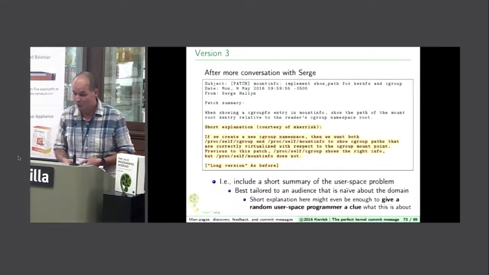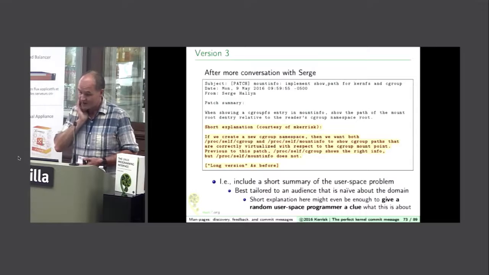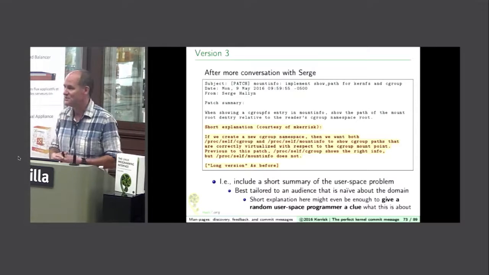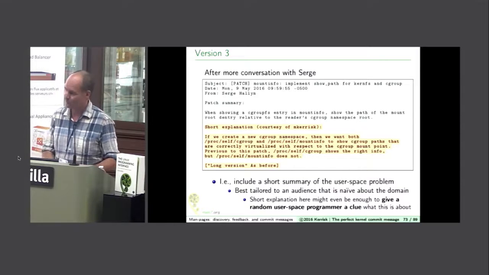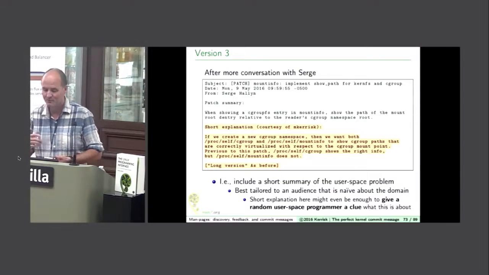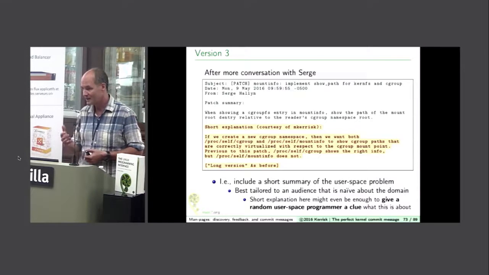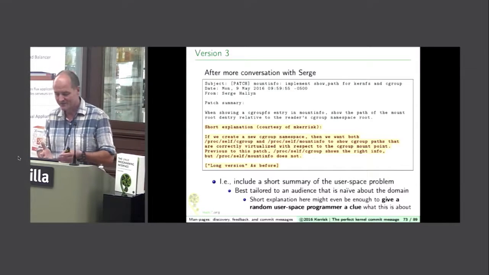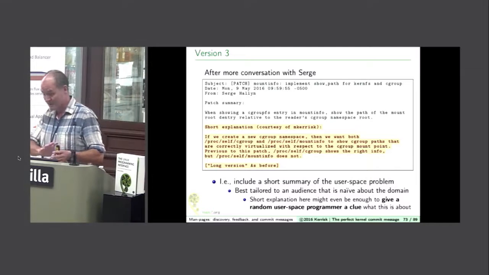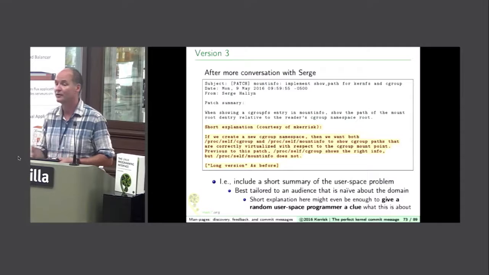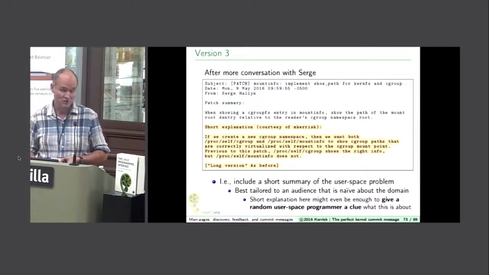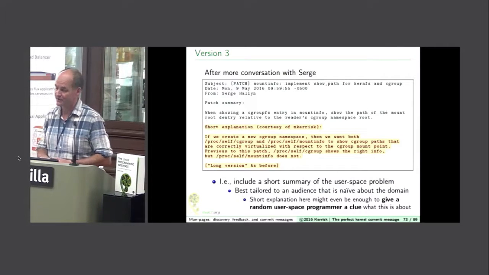So then I had some more conversations with Serge. He then turned around and actually used my description of what I thought was going on. And this took me a while to work out, what he was really trying to do. And then he put my description into the commit message. I think my text there isn't perfect, but that text is enough to give user space programmers, if they happen to see this text, a clue of what is really going on and what it means for them in terms of user space applications.